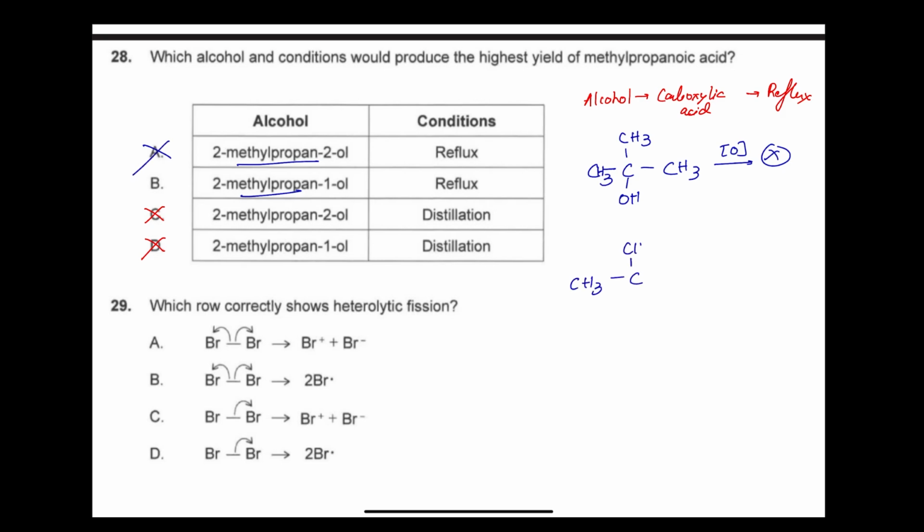Next, this is B. For this one, if you oxidize it, you will get a carboxylic acid, which is methyl propanoic acid. Answer would be option B.